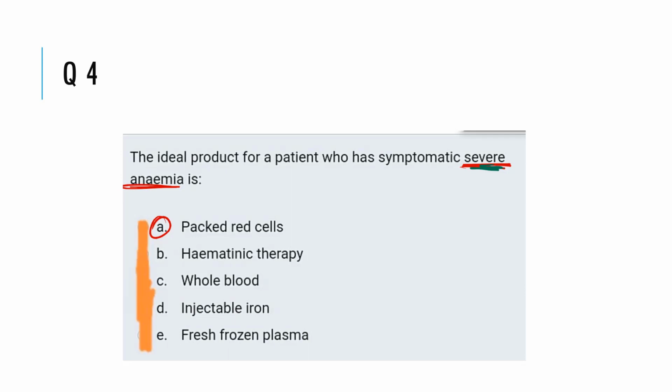And that's why different blood products are given for different needs. I don't know if I've answered your question. Yes, you have. Okay, thank you. Next question.